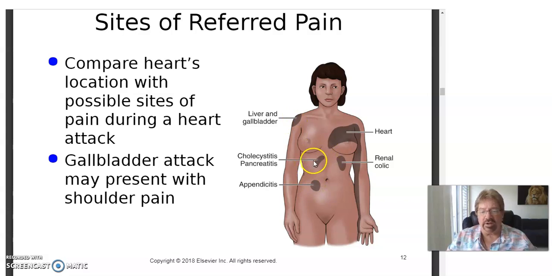Cholecystitis, pancreatitis right here. Now, the cholecystitis is the gallbladder. It's just about in that area, but the pancreas goes across. Appendicitis. But I don't know that I would consider appendicitis referred pain because it hurts right there where it's at. So I don't know. Okay, gallbladder attack may present with shoulder pain. This referred pain, guys, is real important, though. Very commonly, a person has numbness and pain in their arms, and it's coming from a pinched nerve up in their neck, for example.